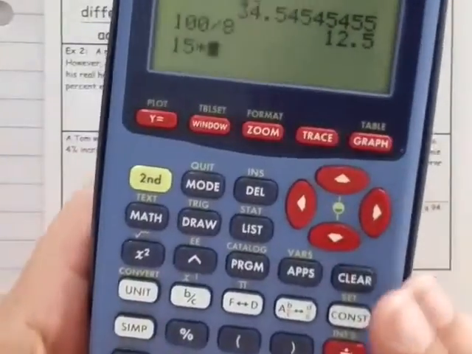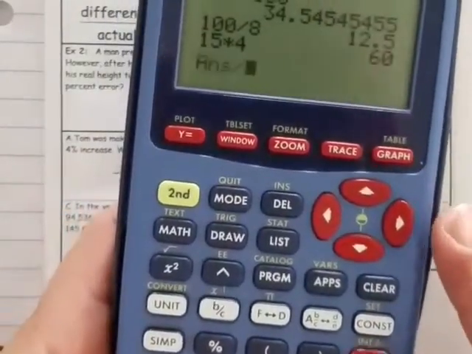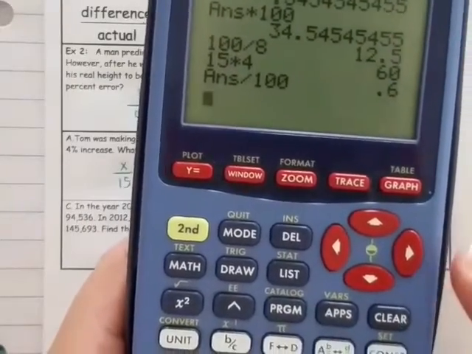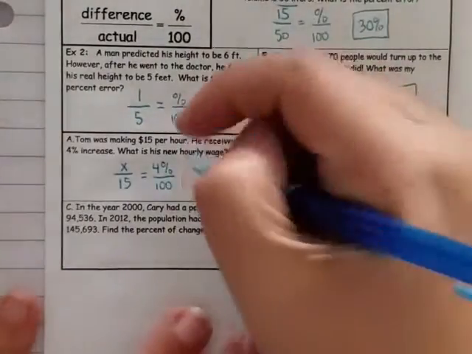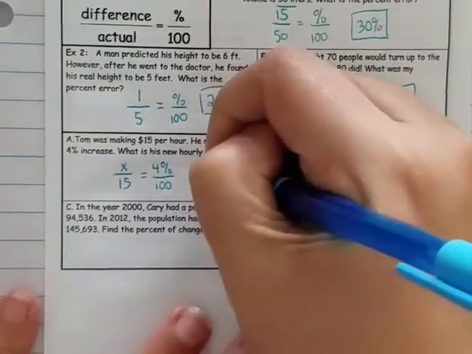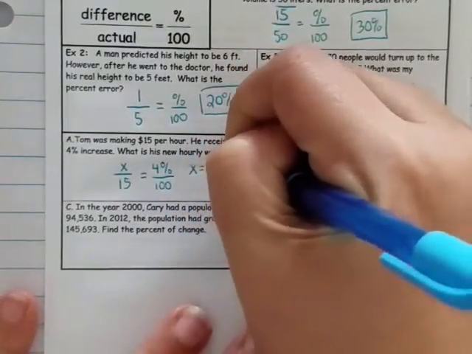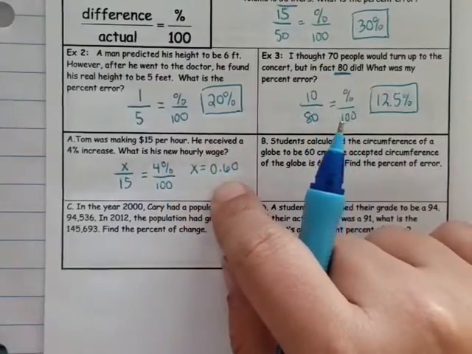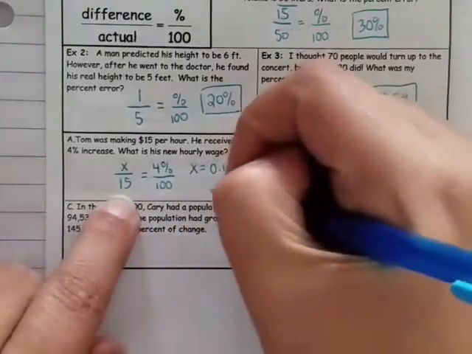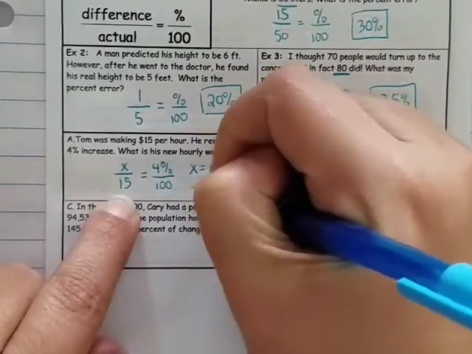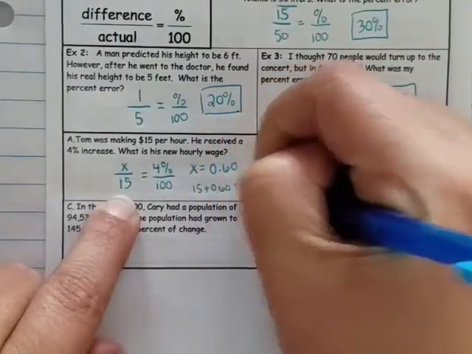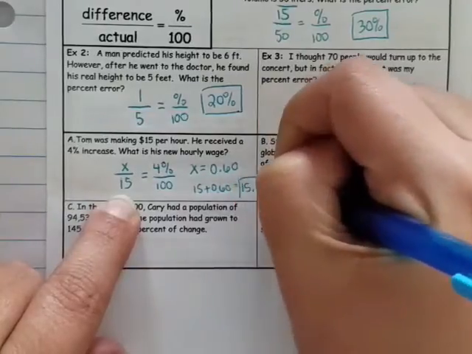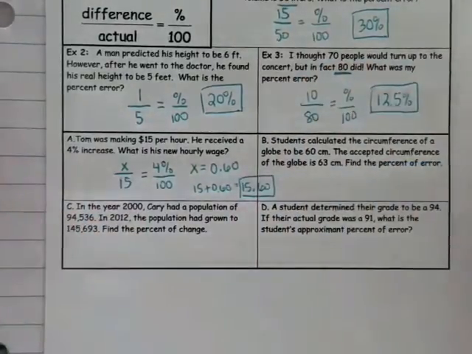So 15 times 4 is 60. Divide by 100 gives me 0.6. So he's increasing by a big old 60 cents. Okay. So that's not his new hourly wage. That's how much he's increasing his wage by. So we're going to take the $15. We're going to add the 60 cents. So his new wage is $15.60. Okay. All right.